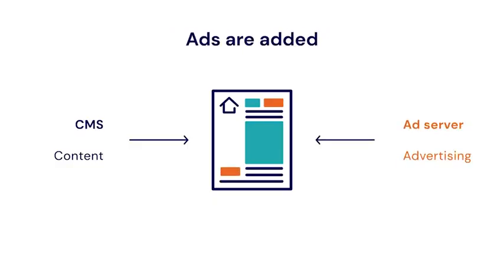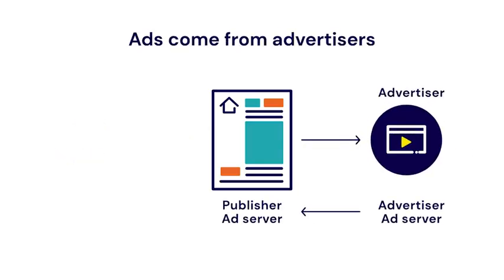A separate server will place the ads. This server is referred to as the ad server. So note that two different systems handle the content and the ads. The ads come from advertisers. To get the right ad in front of the right people, the publisher sends a signal to connect with the advertiser's ad server and retrieve the creative for the ad that needs to be displayed.